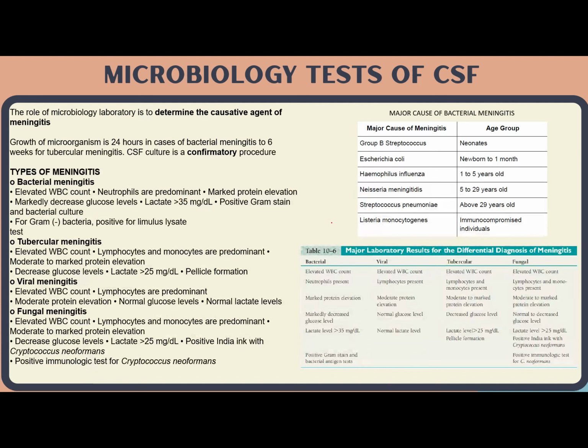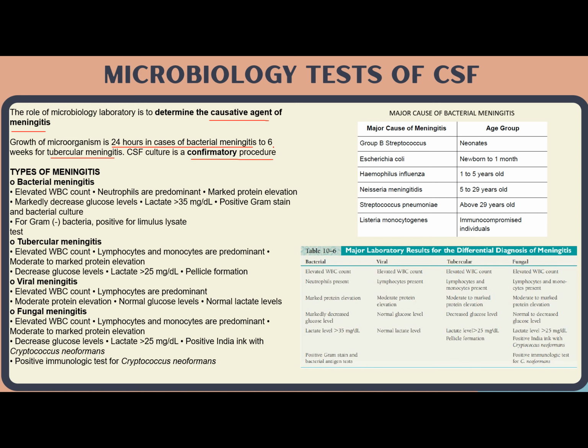Now let's go to your microbiology test for CSF. So the role of the microbiology laboratory, class, is to determine the causative agent of meningitis. So growth of microorganism takes 24 hours in case of bacterial meningitis to 6 weeks for tubercular meningitis. CSF culture, class, is a confirmatory procedure. So there are different types of meningitis. Now, for you to identify them, class, these are their characteristics.